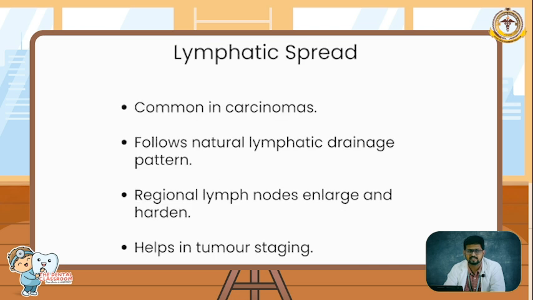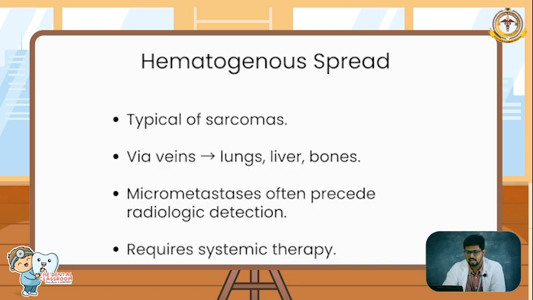Lymphatic spread is more common in carcinomas. It follows a natural lymphatic drainage pattern, with regional lymph node enlargement and hardening, which helps in tumor staging. Hematogenous spread is typical of sarcomas. Via veins it spreads to the lungs, liver, bones and other parts of the body. Micrometastasis often precedes radiological detection, which requires systemic therapy.